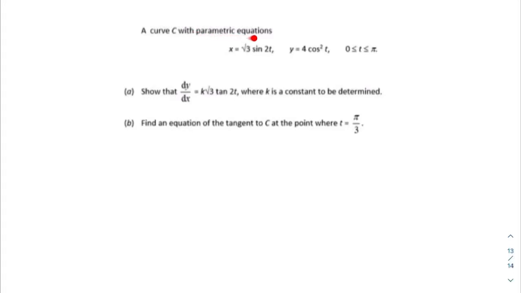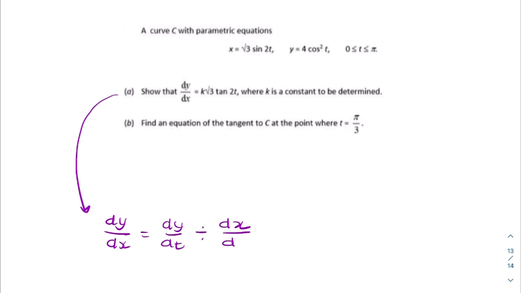Here we have a parametric equation. That means we have x written in terms of t and y written in terms of t, but we don't have y in terms of x. And it's asking us for dy by dx. So using the chain rule, dy over dx will be dy over dt divided by dx over dt. So we can differentiate this with respect to t, and we can differentiate that with respect to t, and then we just need to divide one by the other.